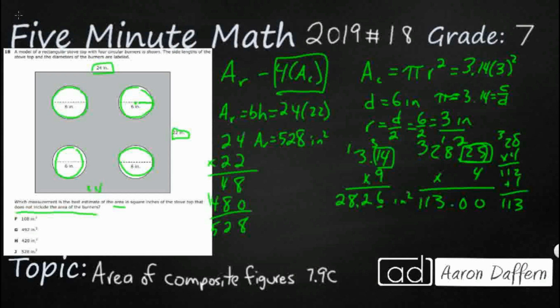So I need to take my 528, that was my rectangle, take away my 113. A lot of multiplication and subtraction here, but we're finally getting our answer. That's going to be about 415 square inches. We don't have one that's exact, but we are estimating. So the closest thing is going to be right there, H.